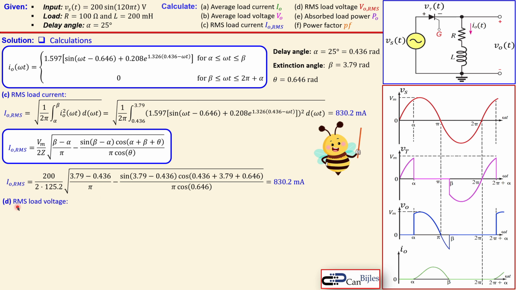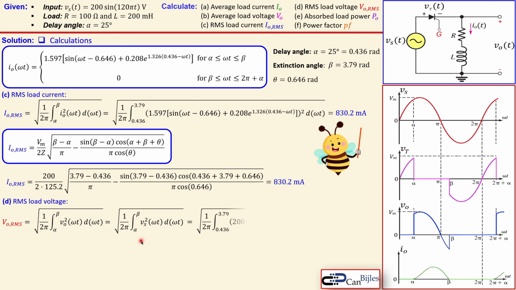Next one is RMS load voltage, which is shown here. Again, the same expression. But now we need to look at the load voltage expression, which in this case, if you look at the blue line, which is following from alpha to beta, exactly this red line, which is our input. So we can say, instead of load voltage, we can say it is the source voltage. That's shown here. And the source voltage is shown here, and then using the omega t domain, we can just say this Vm and then sine omega t. That's shown here. And again, we use the Vm as 200. Now, when you solve this, again using the alpha and the beta, you get here 101.8 volts.